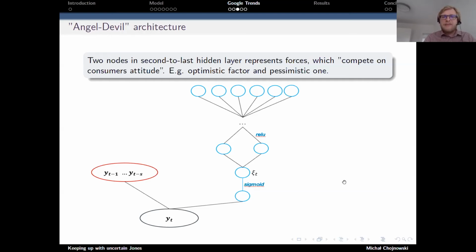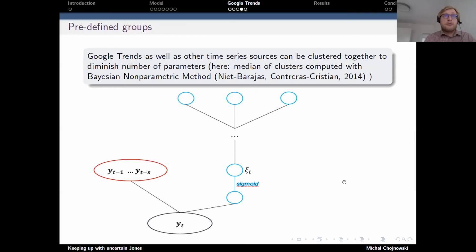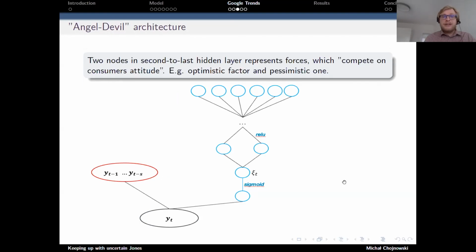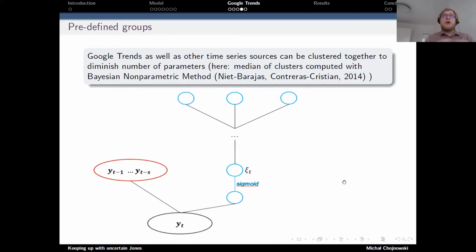So you can imagine that there's an angel of positive factors and a devil of negative factors, which influence people's perception of the market. We can also have predefined groups. Here, in the previous architecture, I assume that I'm using all the Google Trends that I have. But of course, the more Google Trends I have, the more parameters I have to estimate.